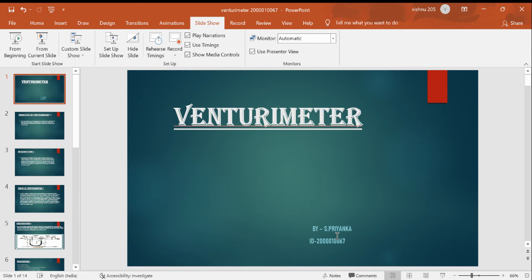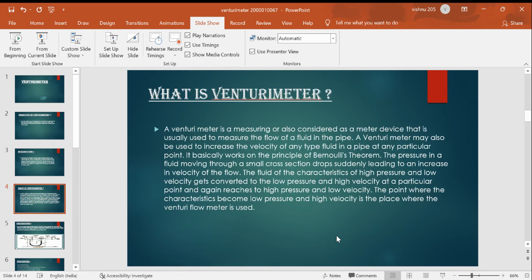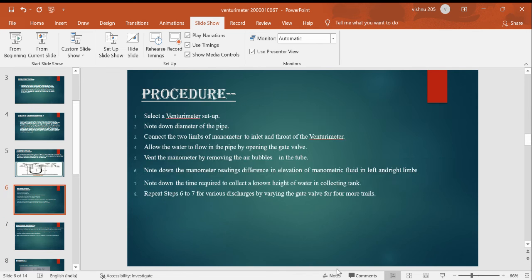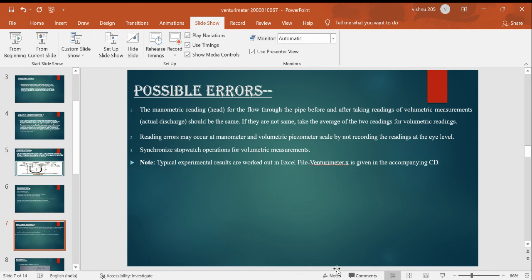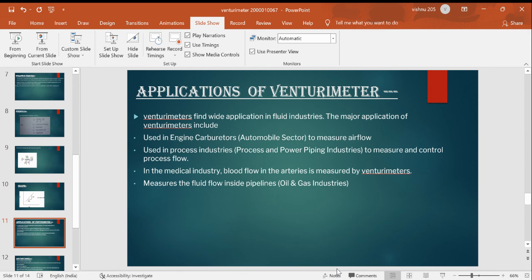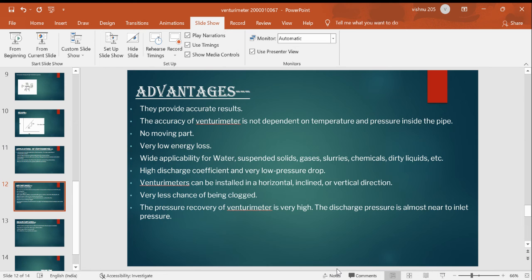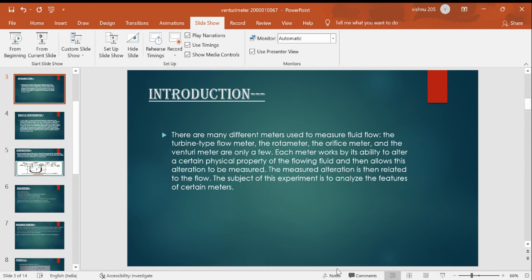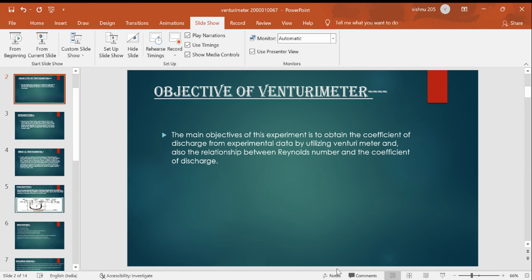Here we'll discuss the objective of the Venturimeter, what is Venturimeter, the construction of the Venturimeter, the procedure, what possible errors occur, the formula, and what are the applications, advantages and disadvantages of the Venturimeter. So first we'll come to the main point. What is the objective of the venturimeter?